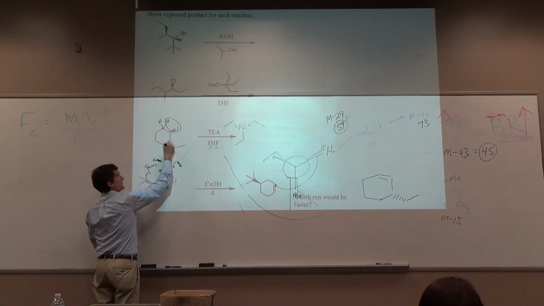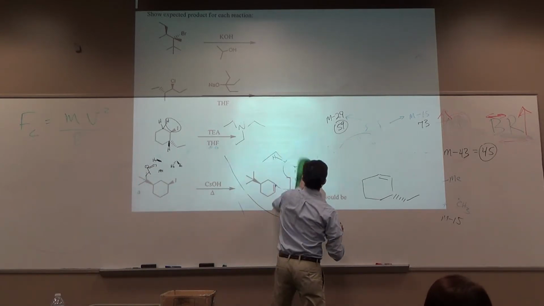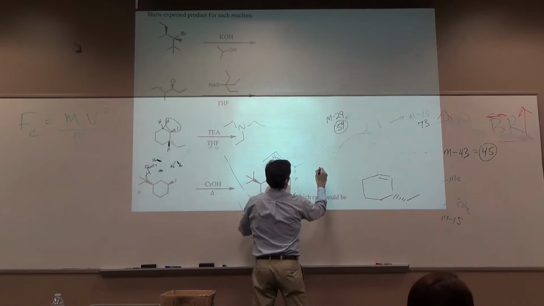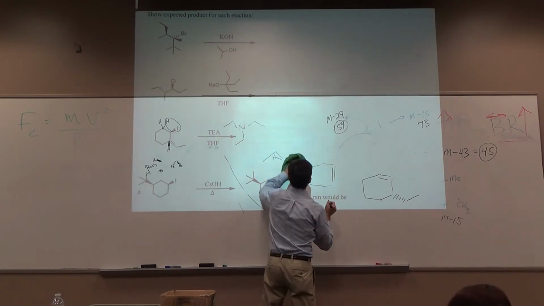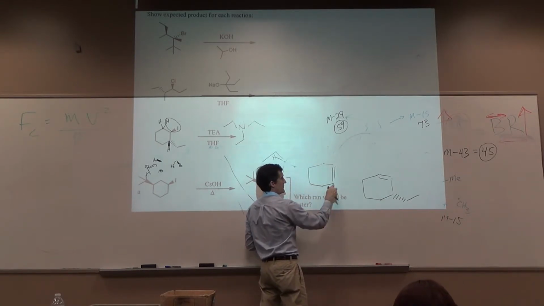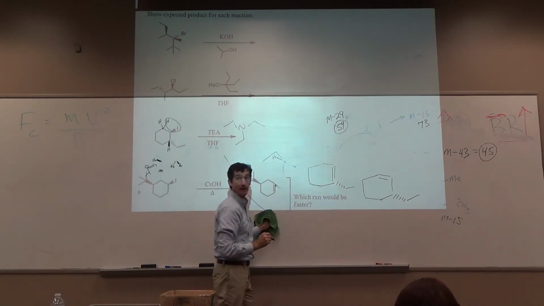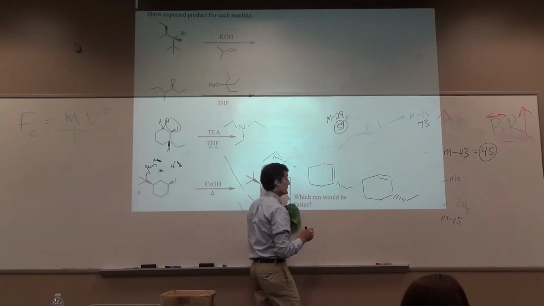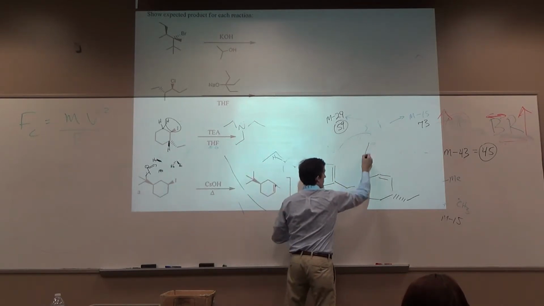There's also an H here. Why that and not on here? By the way, if you do this, this carbon is now trigonal planar. Don't draw your ethyl like that. Okay? It's now trigonal planar. Everything's in the plane. Ethyl would just be drawn straight.